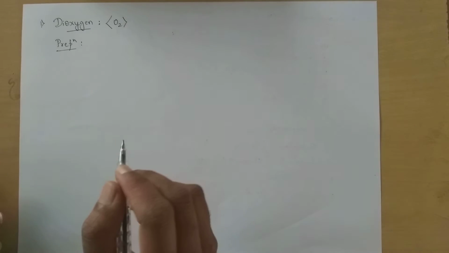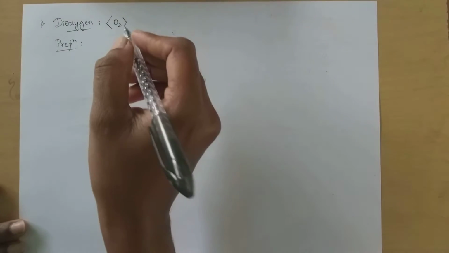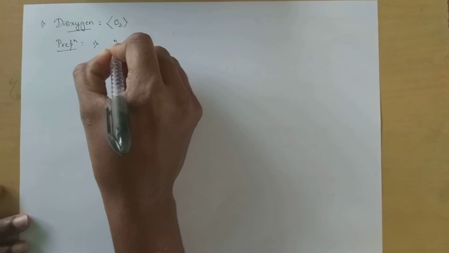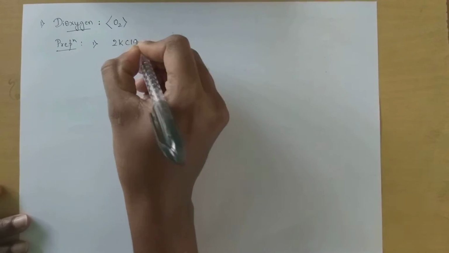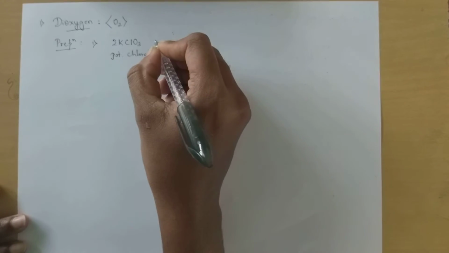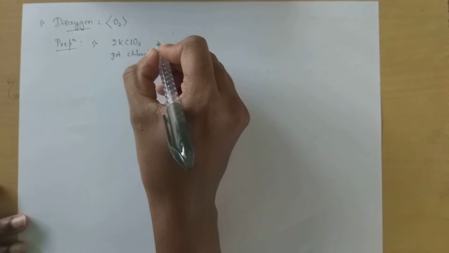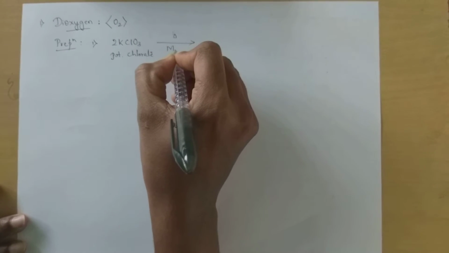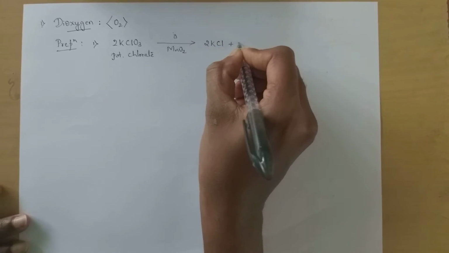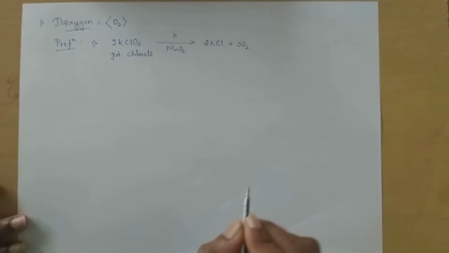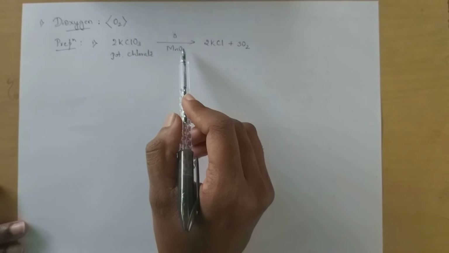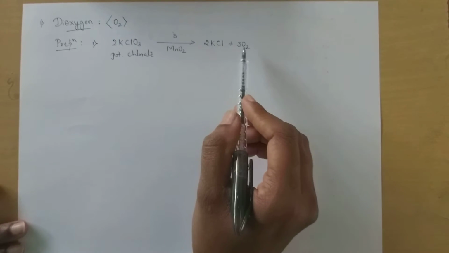Firstly, by heating potassium chlorate, KClO3, in the presence of manganese dioxide as a catalyst. On heating potassium chlorate in the presence of MnO2, we are going to get KCl plus 3O2. So when we heat potassium chlorate in the presence of MnO2, we are going to get KCl and oxygen.